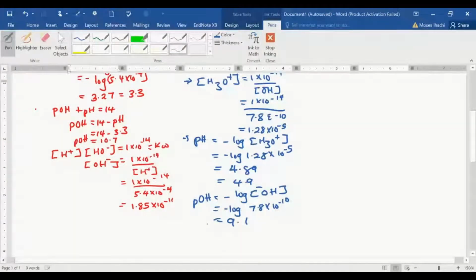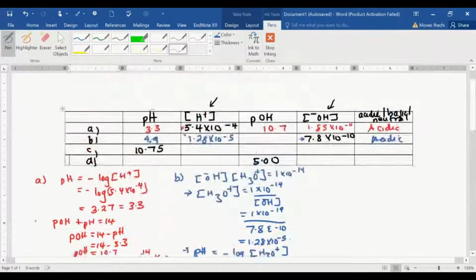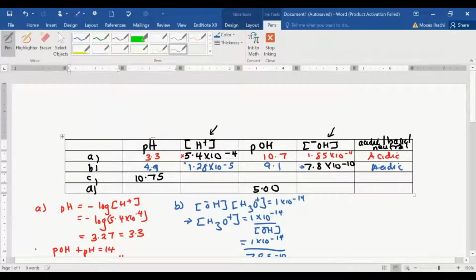The other way to get pOH, of course, is 14 minus pH. This is your pH, 14 minus 4.9, so it should still give you 9.1. So this is 9.1.